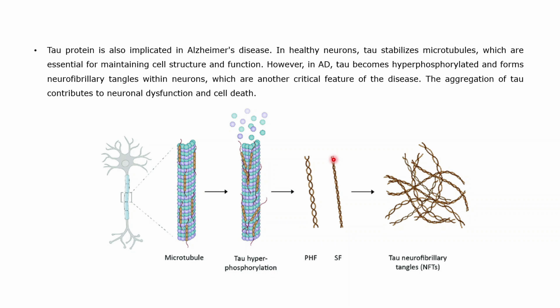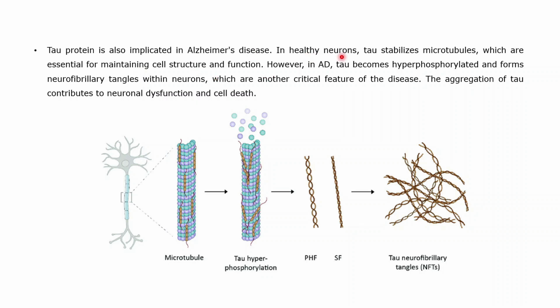And coming on to tau protein, you can see that it is also implicated in neurodegenerative diseases like Alzheimer's or Parkinson's. Tau is a protein that stabilizes microtubules, because microtubule assembly is an important function in neuronal cells. If the stabilization mechanism is somehow lost, then it can lead to disease conditions. So it stabilizes the microtubule, which is essential for maintaining the cell structure as well as the cell function.